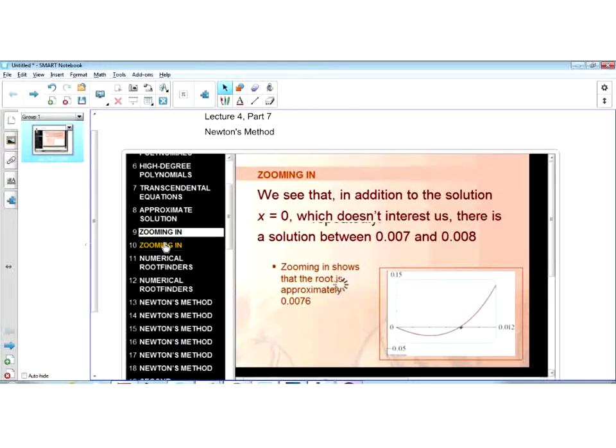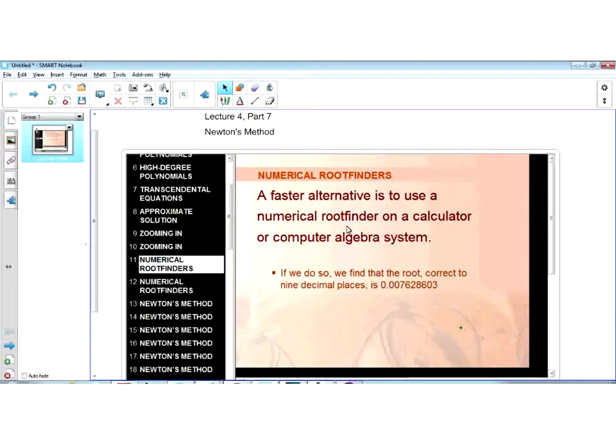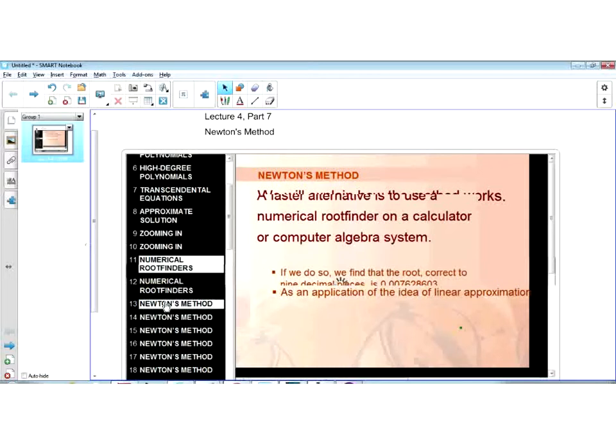So zooming in, yeah, the zooming action becomes a laborious task. Then, of course, there are numerical root finders, which is what Newton's method is. You could use a calculator root finder or a computer algebra system, and in doing so, you would see that the solution to that polynomial equation was this. Okay, so let's talk about Newton's method.